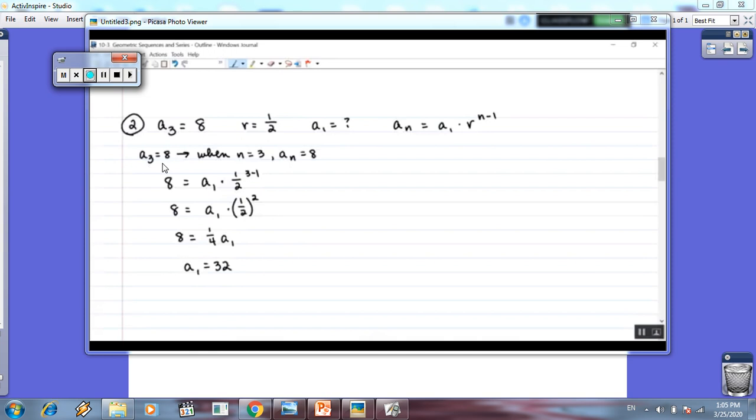Just A3 is equal to 8. Then N is equal to 3 and An equals 8. Then we will take that An and write 8. We will take A1 and write A1 because we need it. And then we will take the R and write 1 over 2. We will take the N and write 3 because he gave me the third term. Then just substitute. 8 is equal to A1 times 1 over 2 to the power 3 minus 1, and then 3 minus 1 is equal to 2, then 1 over 2 to the power 2 is equal to 1 over 4. Make the reciprocal on both sides, multiply here by 4, multiply here by 4, then A1 is equal to 32.